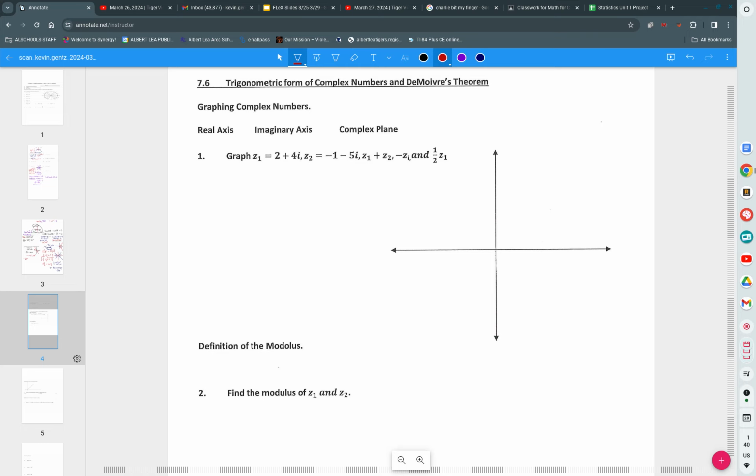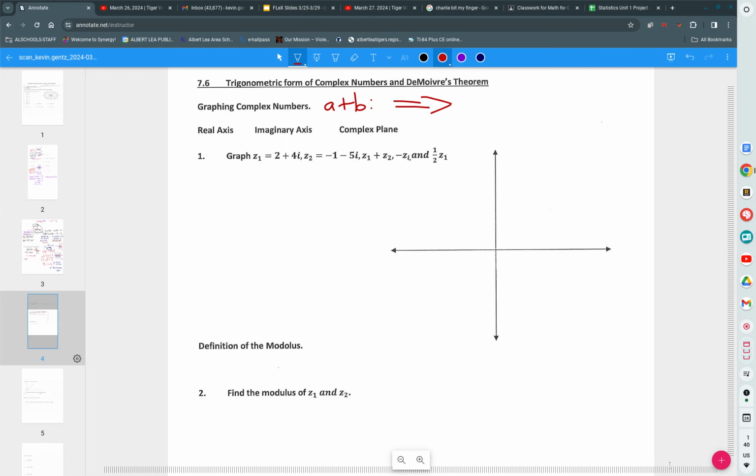We are doing an introduction to what we call complex analysis. And today we want to convert complex numbers into what we call trigonometric form. A complex number is of the form a plus bi. We want to put that into a different form, okay?